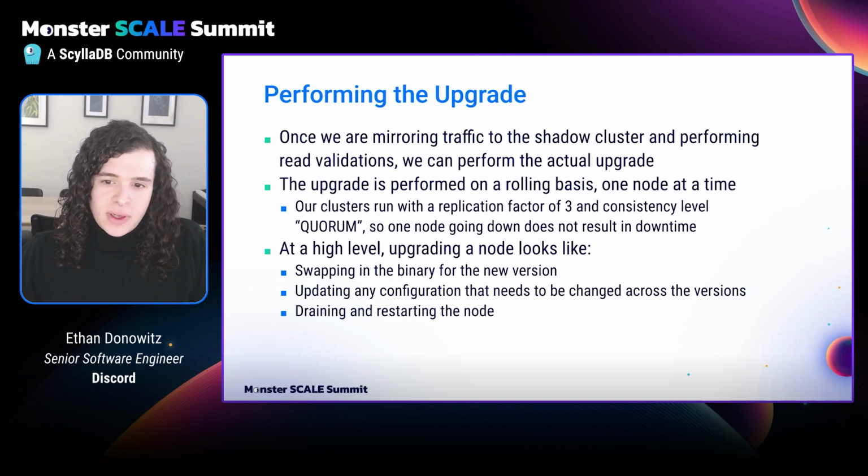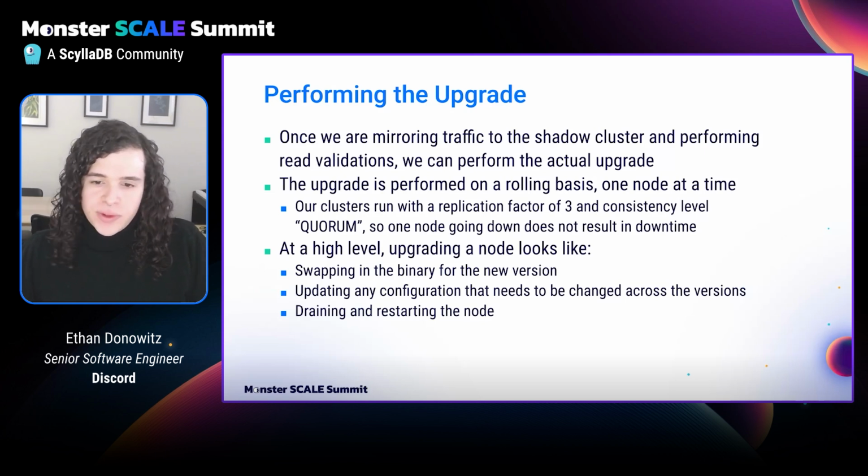At a high level, upgrading the node just looks like swapping the binary in for the new version. This might be upgrading the package via the package manager in the operating system, or downloading the binary from another source and putting it in the correct install location. Then we have to update any configuration that might need to be updated across the versions, like adding new configuration options or removing old ones. And then finally, we drain the node, which means we cease traffic to it, and then restart the node, and when it's restarted, we are using the upgraded binary.